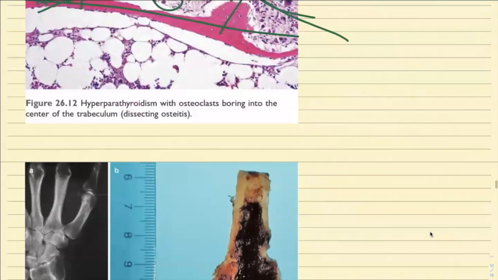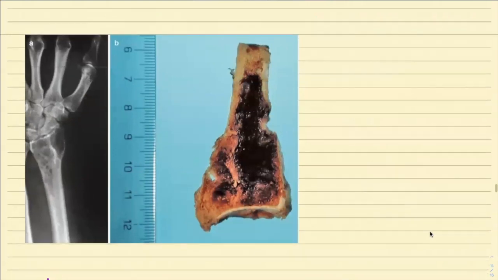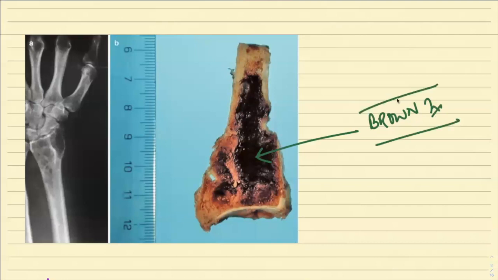Okay. Now, what is this? You tell me. Yes, this is your classical brown tumor. Can you see the brown tumor? And why am I saying there's also cystic change? See over here, it is completely hollow. There's a classic cystic change that has already occurred over here.